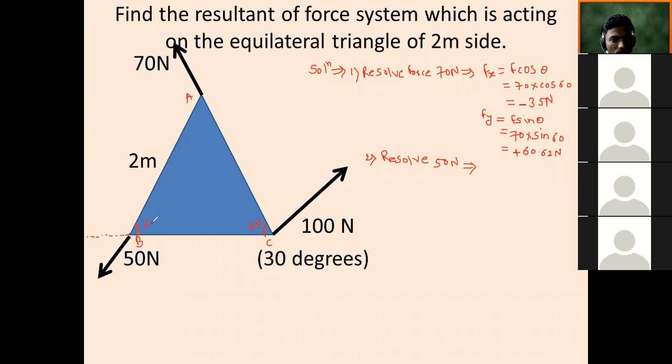This angle is 60, the internal angle of the triangle. So what will be this angle? 60 also. What will be this angle? 120? No, 60 degree. Opposite angles are equal. That's why I'm telling you to give more concentration. So this angle will be 60 degree once again.